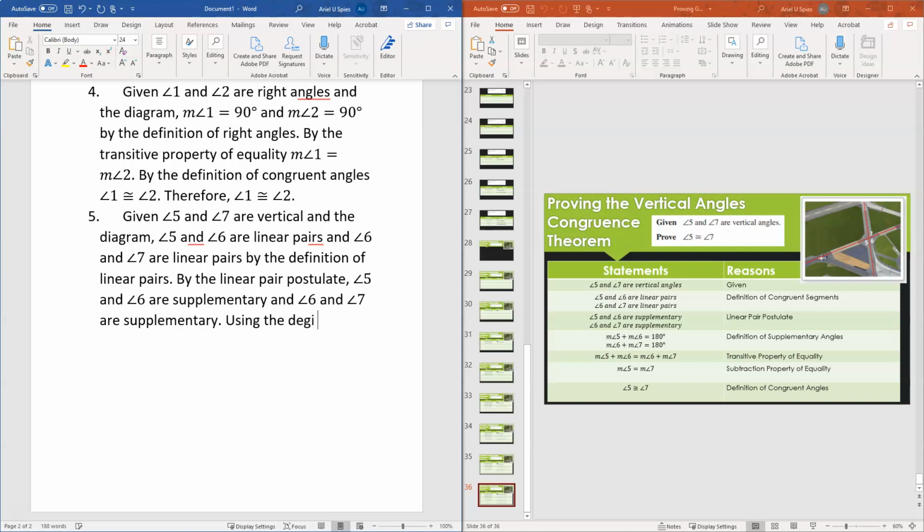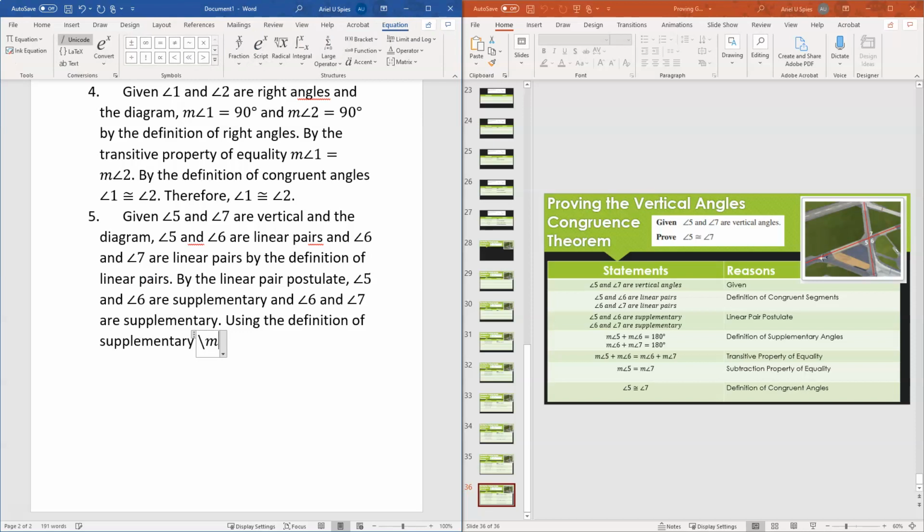Using the definition of supplementary, the measure of angle 5 plus the measure of angle 6 equals 180. Remember to get the degree, I do backslash and type the word degree. And then I also have, and the measure of angle 6 plus 7 equals 180 degrees.